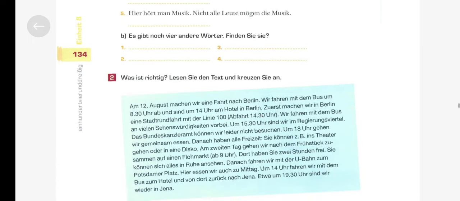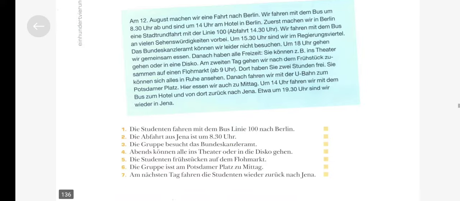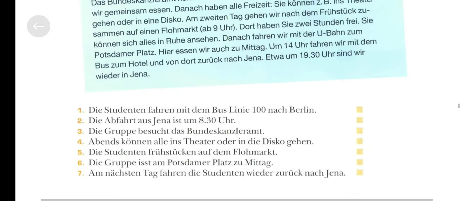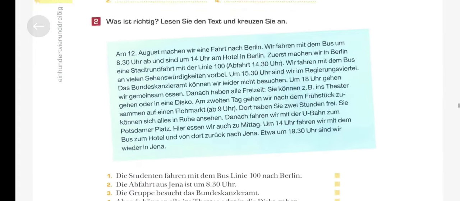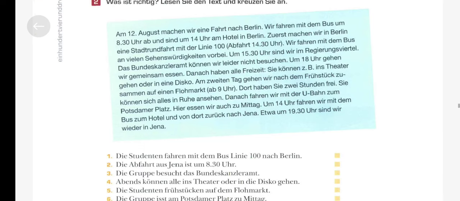Next one is, was ist richtig, lesen Sie den Text und kreuzen Sie an. So what is right and what is wrong, we have to mark it after reading the text. So let's read the text together. And yeah, you can see this also.